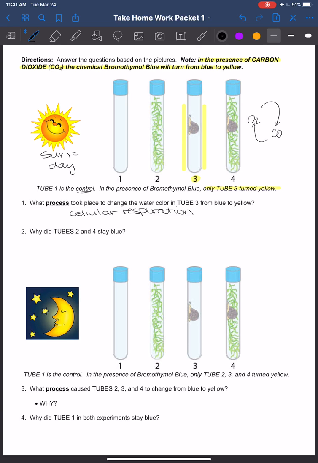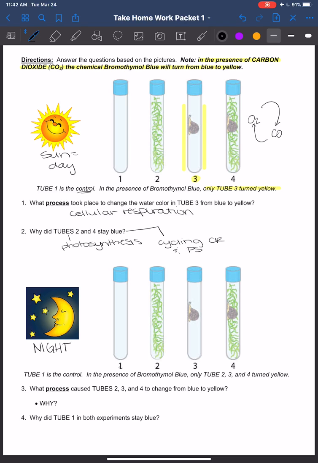So why did 2 and 4 stay blue? So 2 was doing photosynthesis. And 4 was cycling cellular respiration and photosynthesis. So next set of pictures, it is nighttime now. So that's Mr. Moon, right? Good night, Moon. 1 is our control, remember.